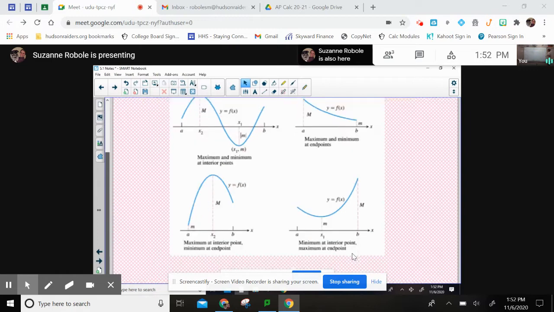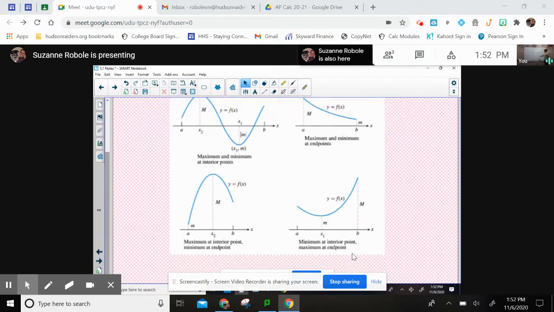On these examples down here, if this is closed from A to B, we have a minimum and maximum. This guy is just a local. It's not an absolute. This one is a local. That one's our absolute minimum. And then, of course, our absolute maximum.